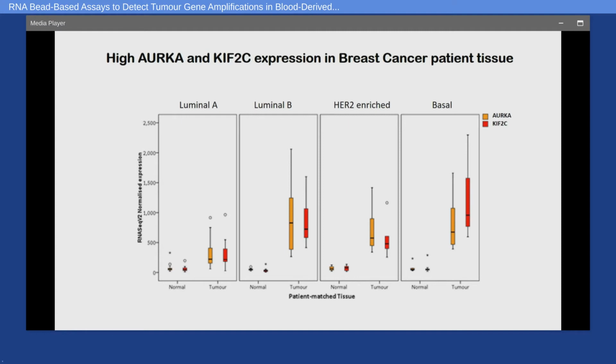More interesting is that you have a higher magnitude in luminal B, which is known to be the most aggressive, and high in Ki67 proliferation marker, and also in basal. So this is very interesting to see that we actually have markers that show us a difference between tumor and matched normal and the different subtypes.